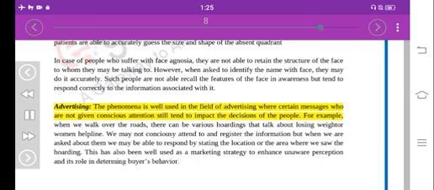Advertising. The phenomenon is well used in the field of advertising, where certain messages which are not given conscious attention still tend to impact the decisions of people. For example, when we walk along the roads, there can be various hoardings that talk about losing weight or a women's helpline. We may not consciously attend to and register the information, but when we are asked about them, we may be able to respond by stating the location or the area where we saw the hoarding.